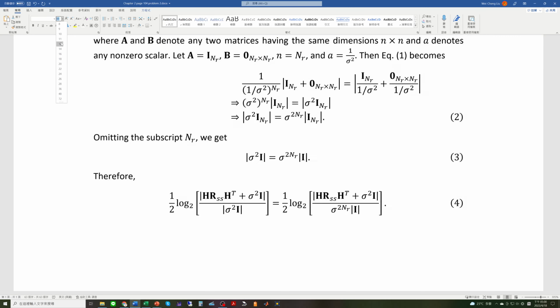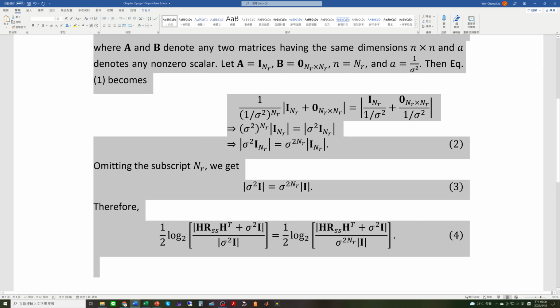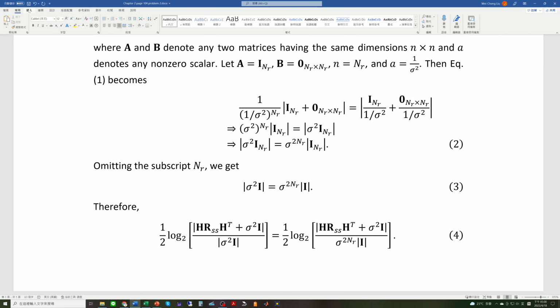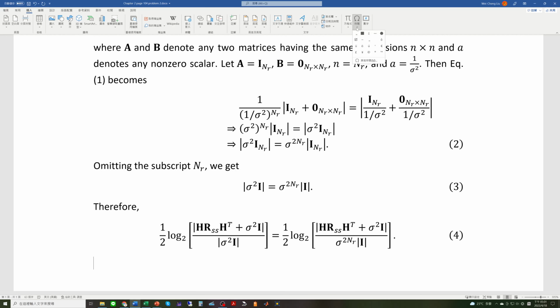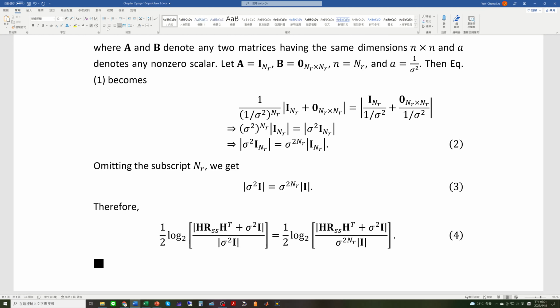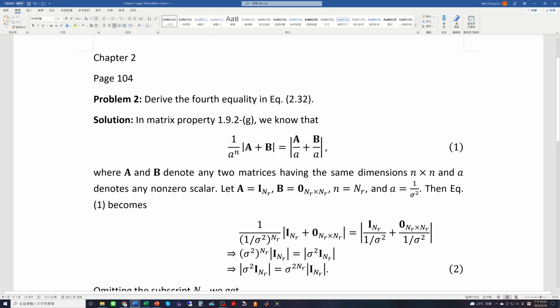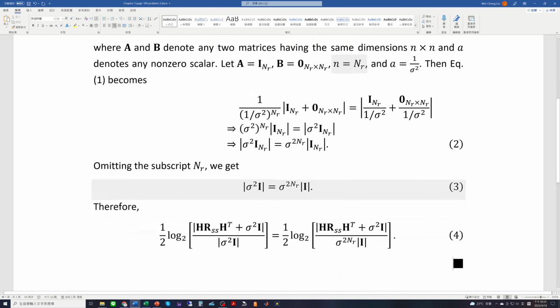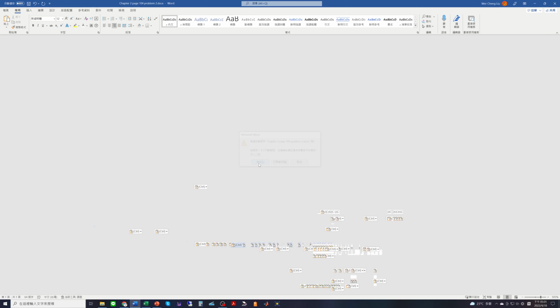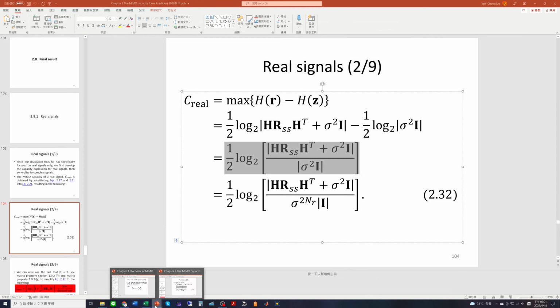Let me enlarge the font size and insert a QED symbol, a black square, and write a line. So this completes the solution. Do you have any questions? If you do not have any questions, let us save this and go back to the slides.